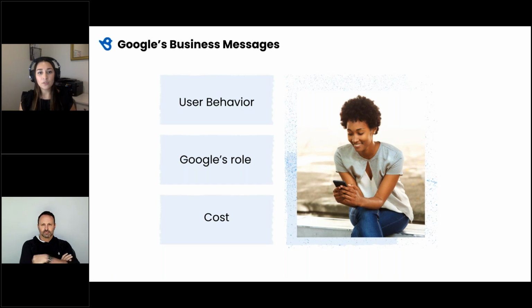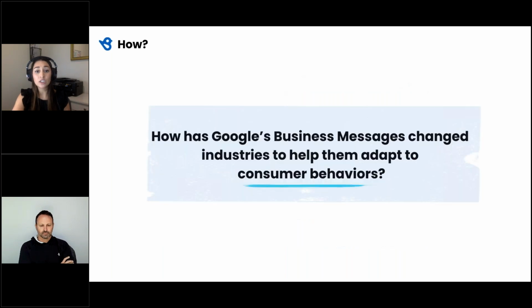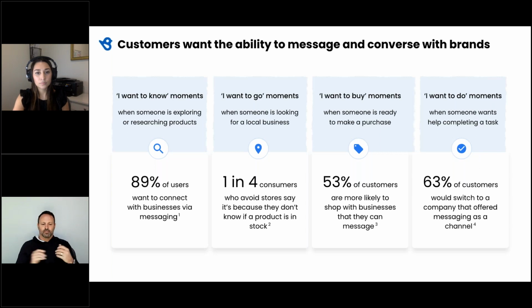So with that, from what you have seen, how has business messages changed industries to help them adapt to these shifts in consumer behaviors? Yep. So we have brands using business messages today to sell, you won't believe this, refrigerators, motorcycles, jewelry, clothing. We've seen it used not only for selling things, but also for customer care journeys where somebody needs immediate help and making a call is inconvenient.